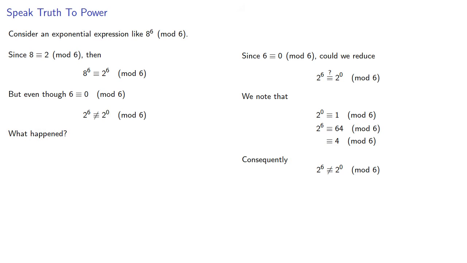And you might wonder, what happened? Well, why did this happen? While it's true that 6 is congruent to 0 mod 6, this is only true provided that 6 is a number mod 6. What do we mean by that?